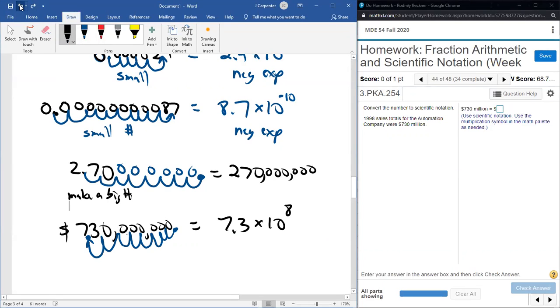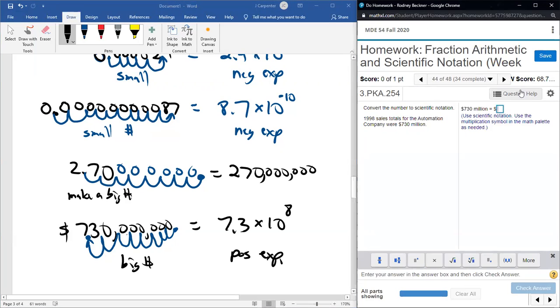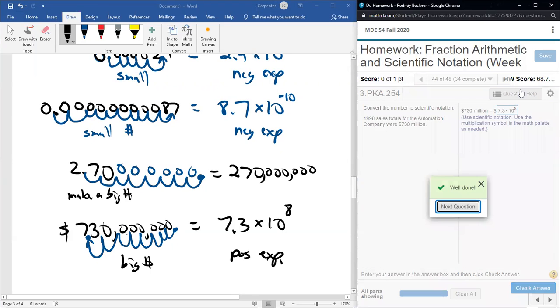How do we know whether we need the negative? We ask, what was the size of this number? This was a big number, which means that should be a positive exponent. So positive 8. They already have the dollar symbol in there for us, even though I think it shouldn't be. So 7.3 times 10 to the 8th. Drum roll. We got it right.